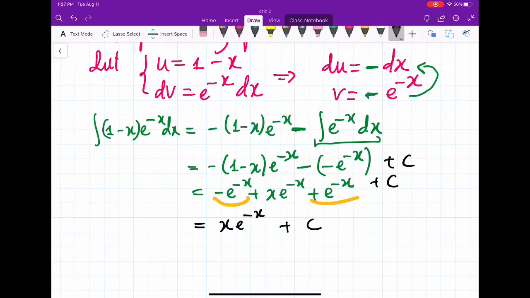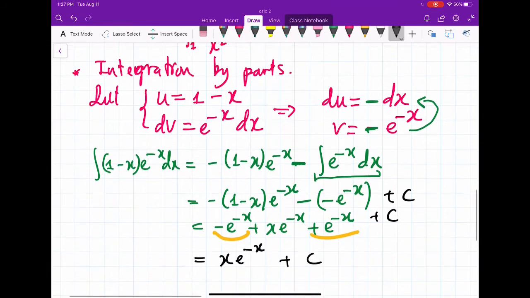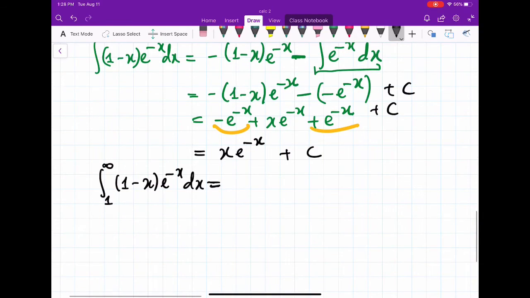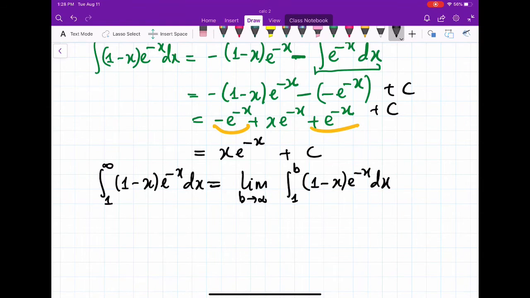But the constant is okay, because we need to evaluate definite integrals, right? Now I can find the definite integral from 1 to infinity of (1 minus x) e to negative x dx, which is equal to the limit of the integral from 1 to b of (1 minus x) e to negative x dx, and that is the limit of what? Of the function x e to negative x evaluated from 1 to b.